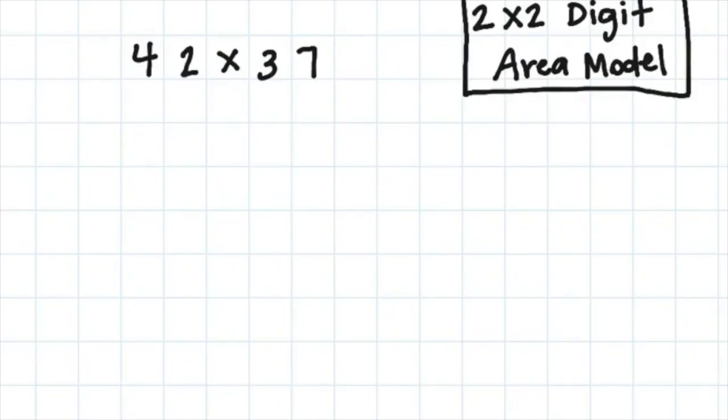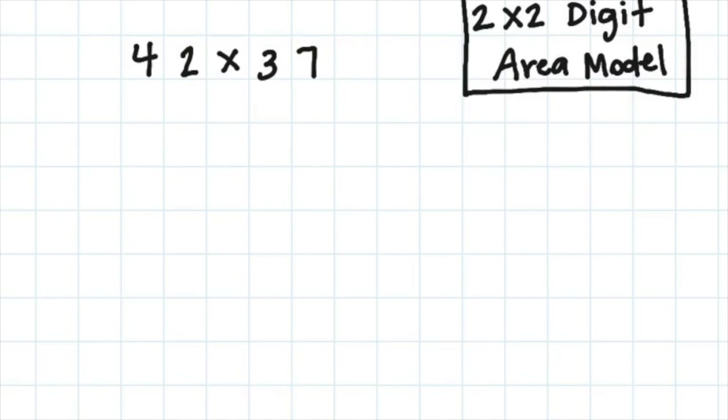Hey guys, we are going to go over one of our multiplication strategies today, and that is a 2 by 2 digit area model. Now, area model is a strategy that can be used to solve many different types of multiplication problems. It can be 1 by 1, a 2 by 1, 3 by 1, 4 by 1, and then today we're going to do a 2 by 2.